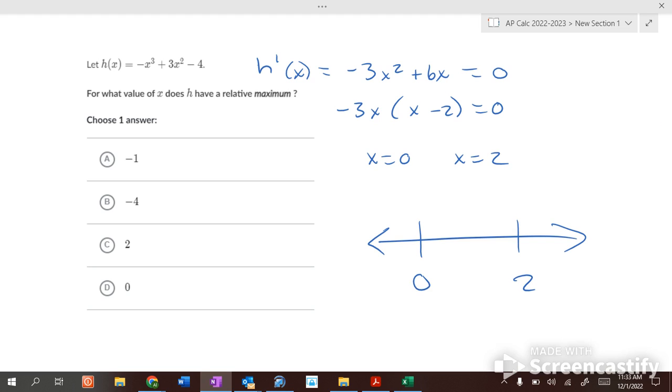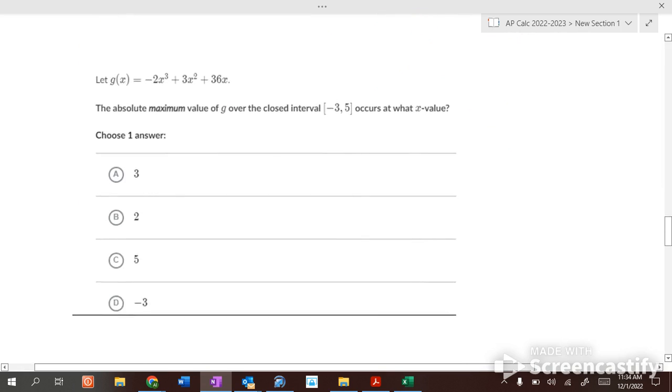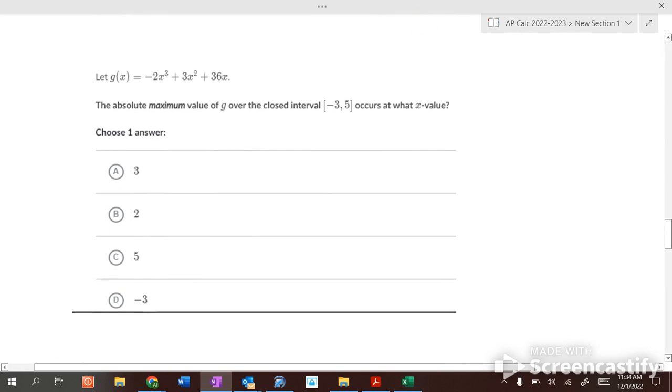So if we check a 1 into here, we get a negative times a negative, which is a positive. If we check a 3 in here, we get a negative times a positive, which is a negative. So it goes like this, and it goes like this. Where is the relative maximum? 2. And that's what you got on your calculator, right? Mm-hmm. Just by looking at it. Okay?